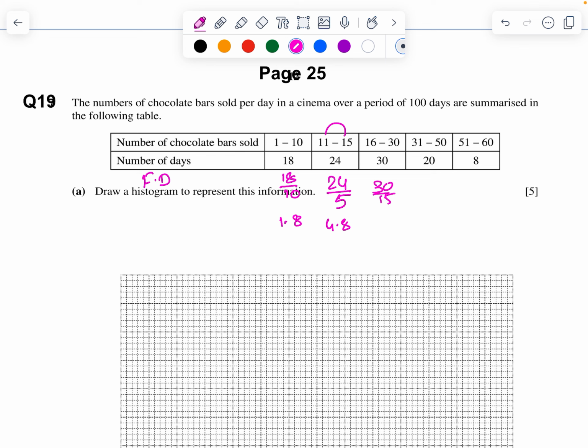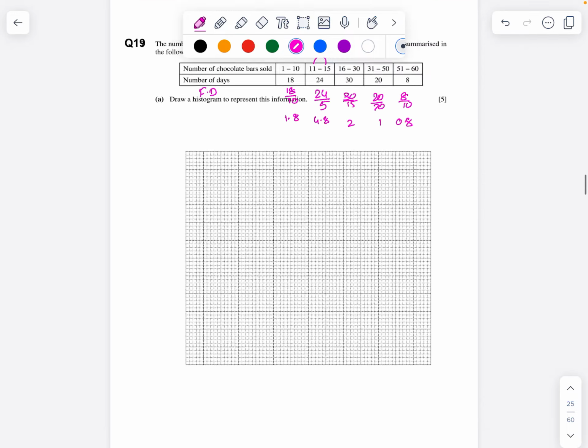The next one is nothing but what? 30 divided by 15, which is 2. And the next one is 20 divided by 20, which is 1. And it is 8 divided by 10, which is 0.8. So I got the frequency density. Now I have to draw the histogram for that.